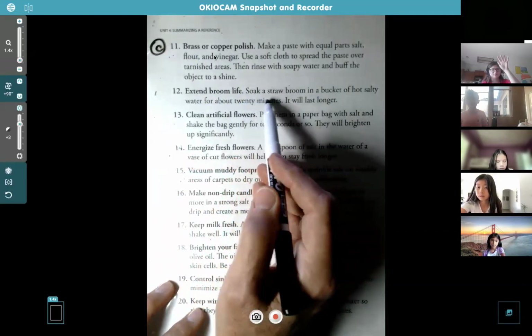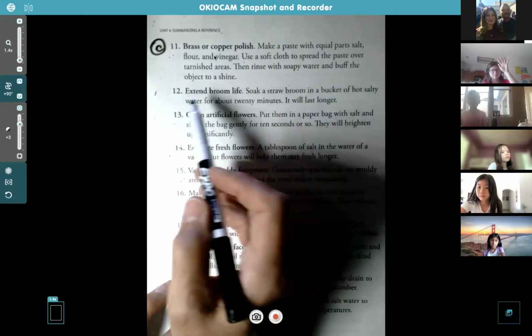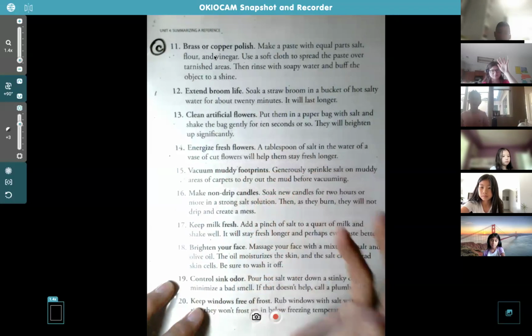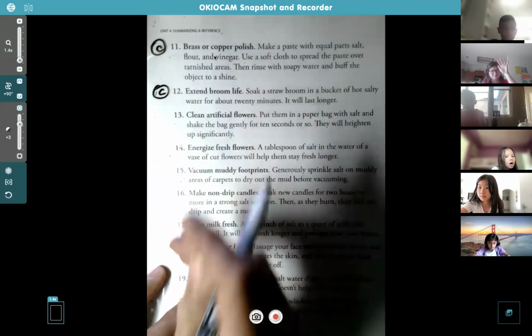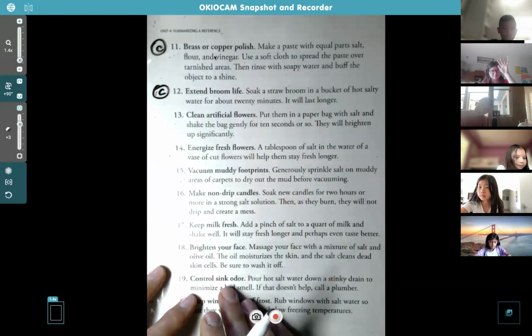Extend broom life. Soak a straw broom in a bucket of salty water for about 20 minutes. It will last longer. Interesting. So this would be like cleaning, I guess, cleaning a broom.